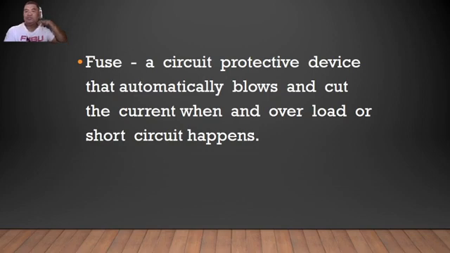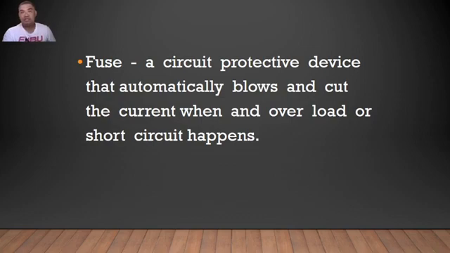Then we have the fuse. A fuse is a circuit protective device that automatically blows and cuts out the current when an overload or short circuit happens. During a fault, which could be an overload or short circuit, the fuse will automatically blow. After it serves its purpose, for example with a short circuit, its filament will cut off and it cannot be used anymore.